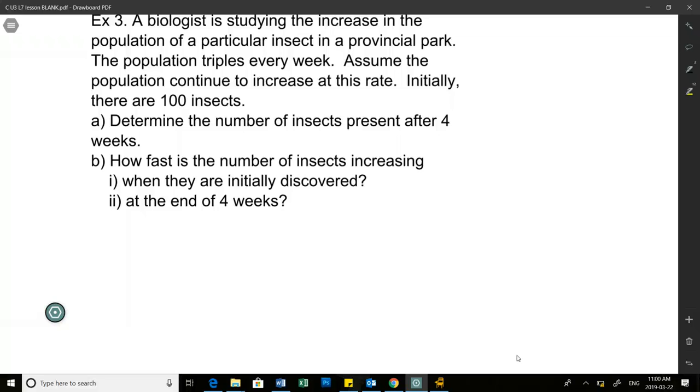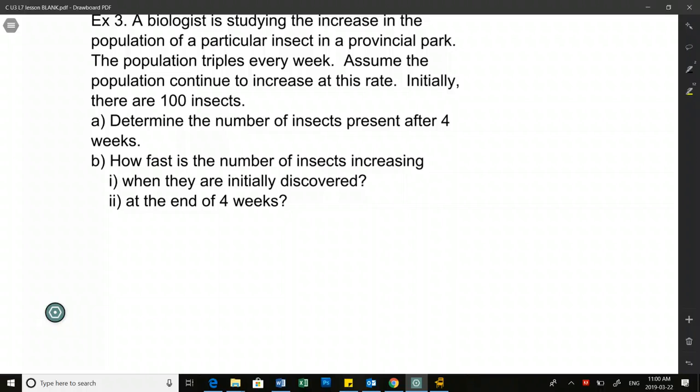The population triples every week. This is something we've been studying since grade 11, since we were introduced to exponential functions and how population growth works. So this population triples every week. We're going to assume the population continues to increase at this rate, and initially there are 100 insects. Determine the number of insects present after 4 weeks.